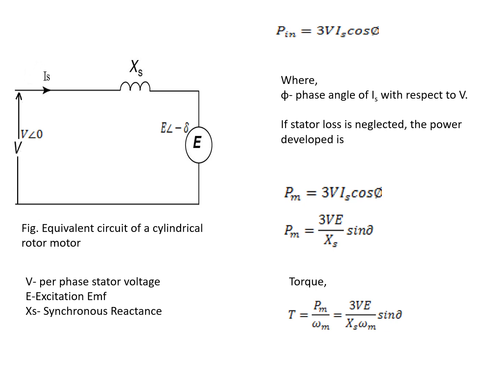Now, as you all know, torque is equal to Pm by omega n. So if you further divide Pm by omega n, you should get the torque equation. Hence, this is the torque equation.